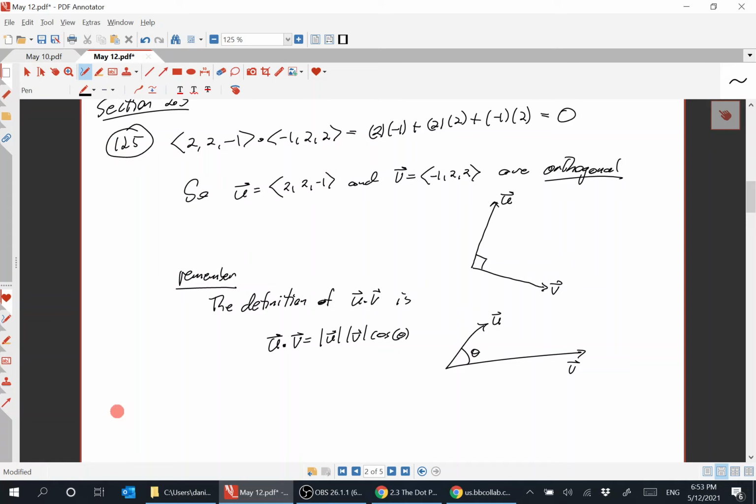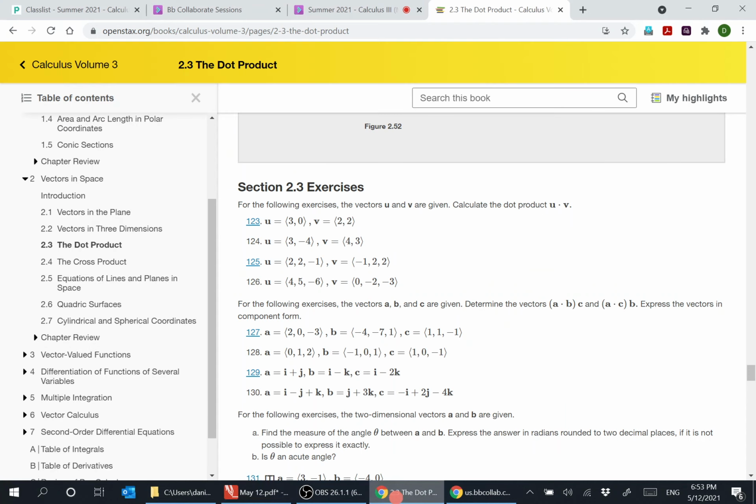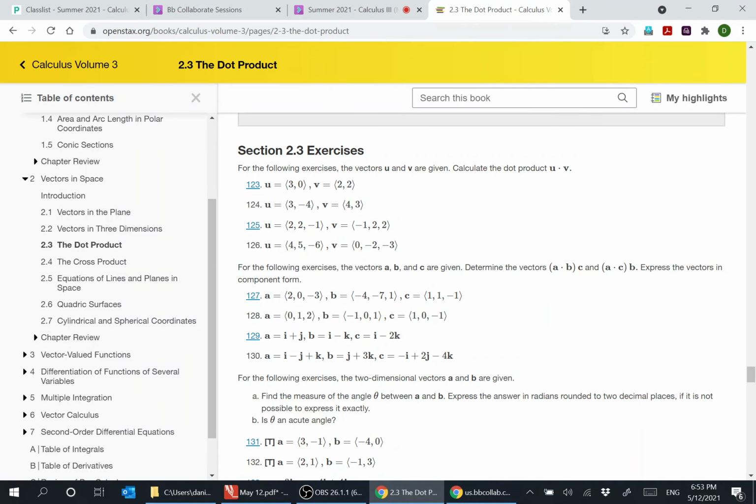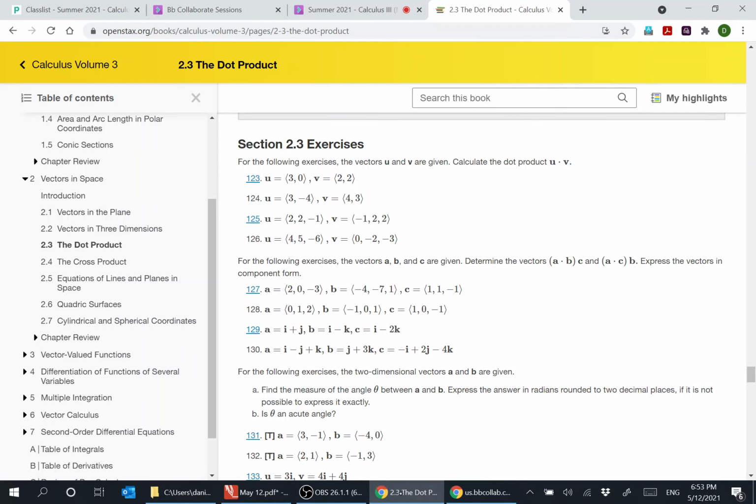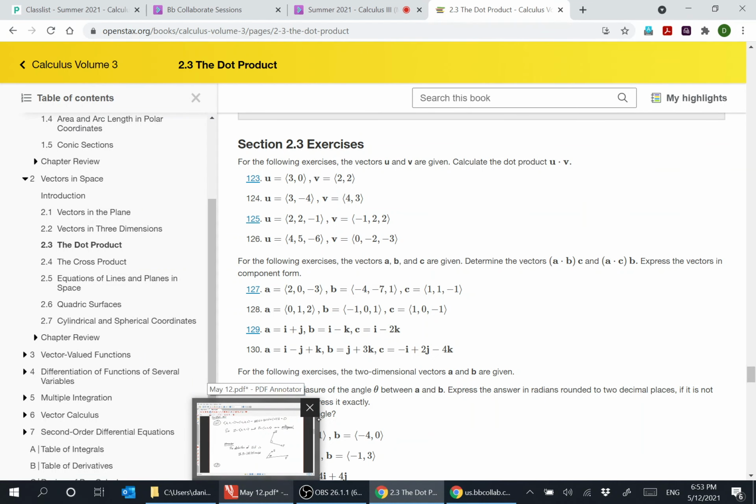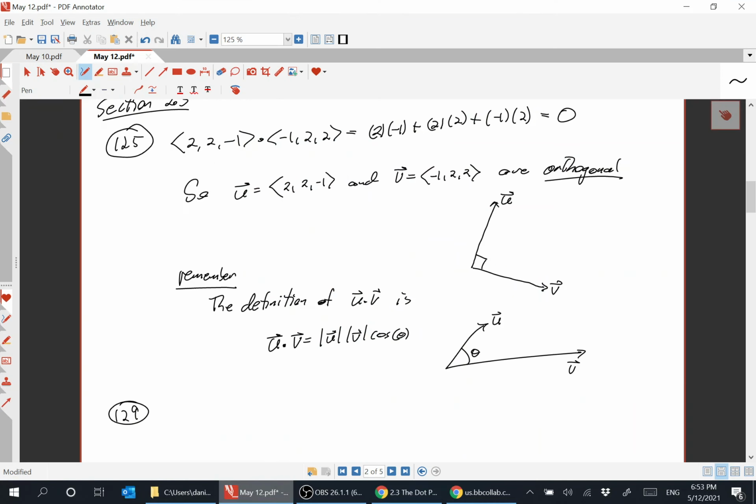All right, 129. So in the following exercise, A, B, and C are given. Determine the vectors (A dot B)C and (A dot C)B. So A is (1, 1, 0). These are in three dimensions, right? You have i's, j's, and k's. So A is (1, 1, 0). B is (1, 0, -1). C is (1, 0, -2).